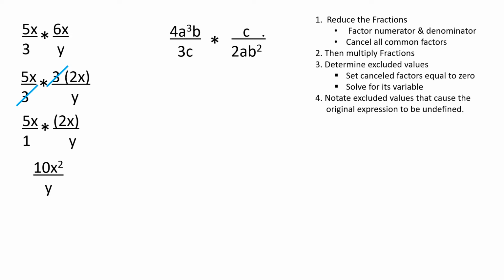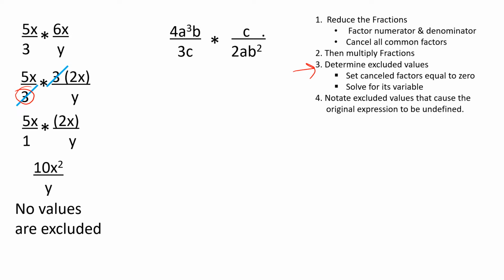You still have to do that step 3 normally. You would have to do the step 3, right? Which is what? Determine the excluded values. Well, the only thing that we canceled in the denominator was the 3, and there's no variable there. So this is one of those cases where there are no values to exclude, right? So no values are excluded. So that's one of those special cases.